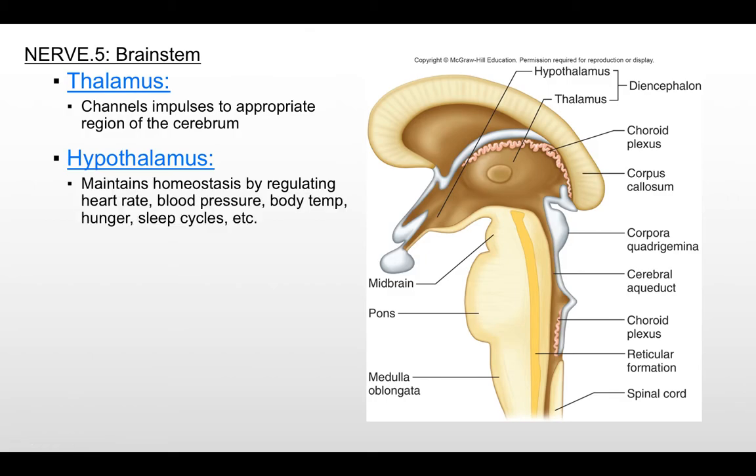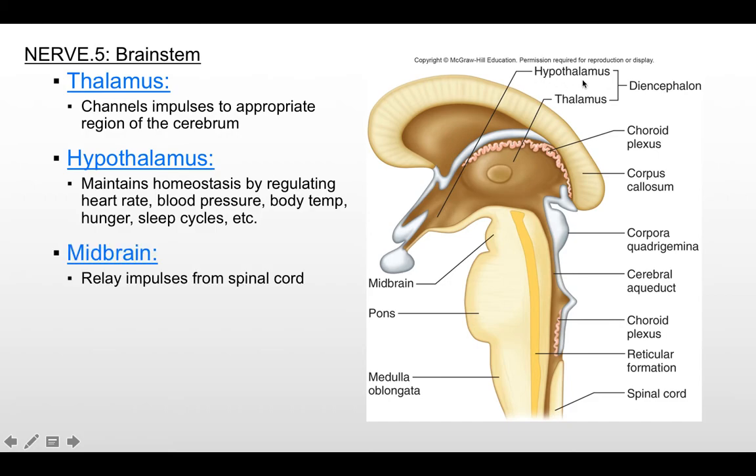The hypothalamus is responsible for all of our homeostatic maintenance. So blood pressure, heart rate, body temperature, hunger, sleep, all controlled by the hypothalamus. This was our main control center when we discussed homeostatic mechanisms. It's named that because it is below the thalamus.